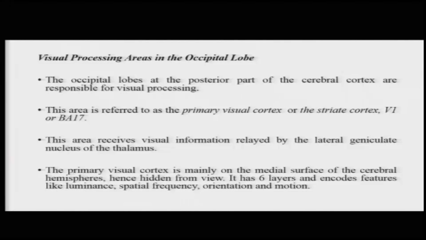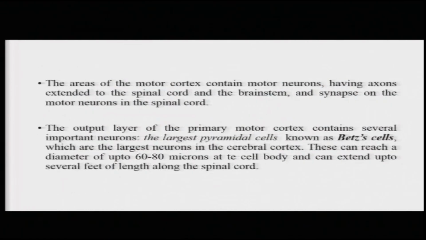Other important areas are the occipital lobe, for example. The occipital lobe is the posterior most part of the cerebral cortex at the back. If you remember, there was this pre-occipital sulcus at the back of which the occipital lobes lie. So this is the region.